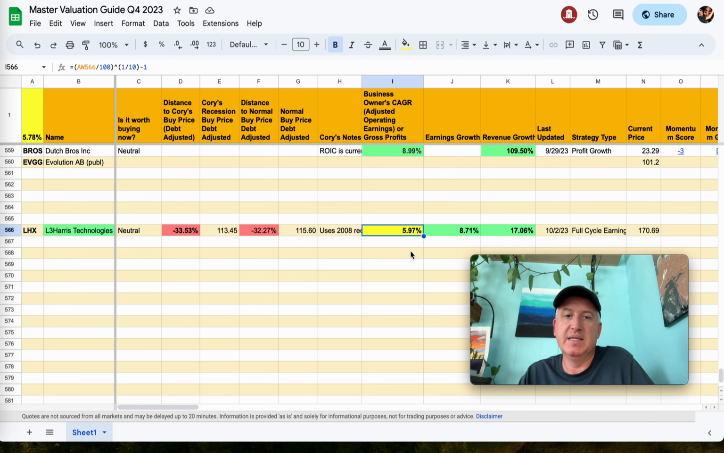So if you take that into consideration, if you just use the earnings, which is what I'm doing here, and the earnings growth, the basic earnings, it would become a buy if it fell to about 115. Right now it's at 170, so it needs to fall about 32%.